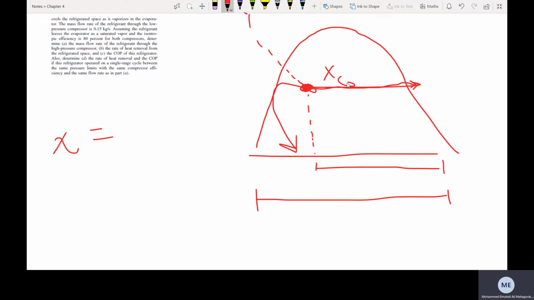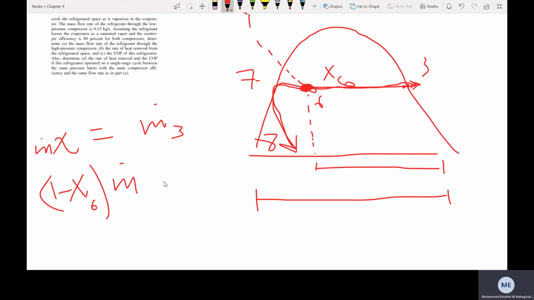So x6, because we call this point 6, and the amount that's going to be recirculated back is in fact the remainder. So it is 1 minus x6. That's the percentage of the flow that is divided. So the flow rate of this point, this is point 3, and we call that point 8, and here we have point 7, something like that. So this is m dot 3, equal to x multiplied by m dot total, and here 1 minus x multiplied by m dot total.